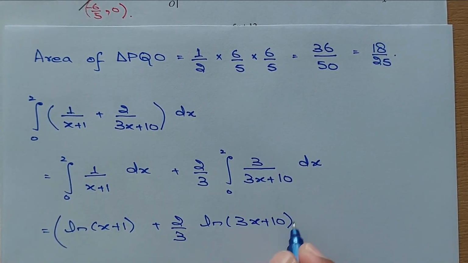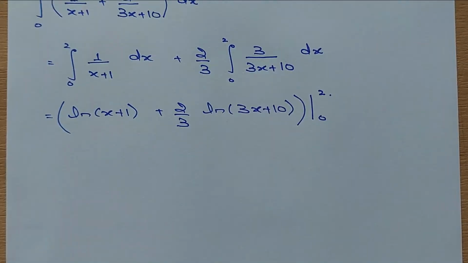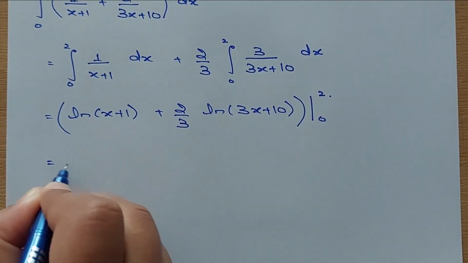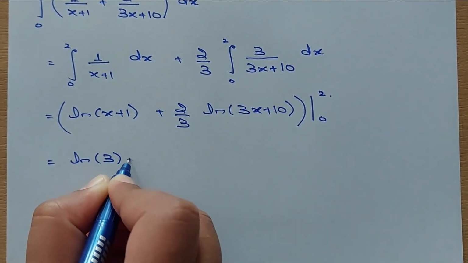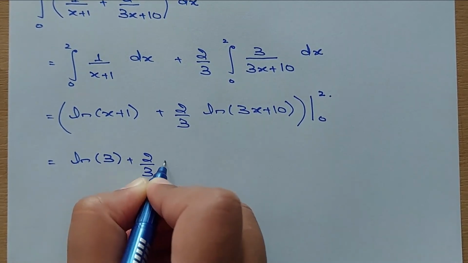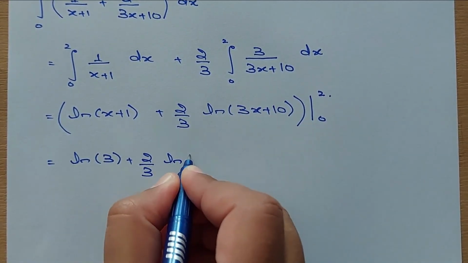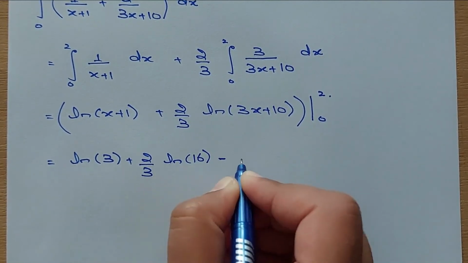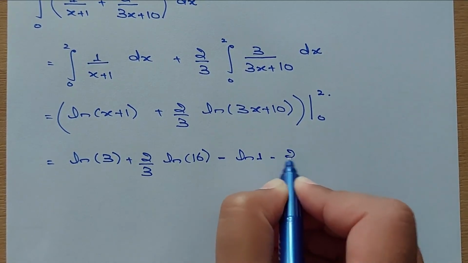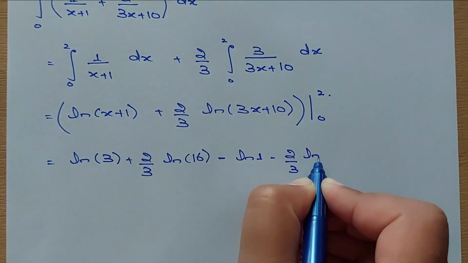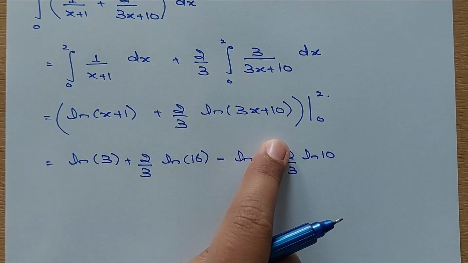Right, now applying the limits 0 to 2. Let me substitute the limits. We have natural log of 2 plus 1 is 3, plus 2 by 3 natural log of 3 times 2 is 6, and 6 plus 10 is 16. This is the upper limit minus the lower limit: natural log of 0 plus 1 is 1, minus 2 by 3 natural log of 3 times 0 is 0, that is 10. Right, natural log of 1 is 0.